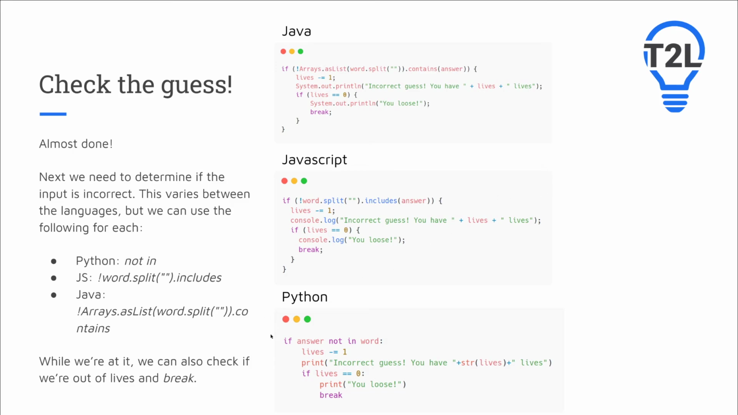Cool. In JavaScript, you split the same way, and the actual array in JavaScript has includes, so you don't have to make it a list. And in Python, you have the in keyword, so it checks, hey, is the thing just typed in the word or not in the word? So is a letter not in the word? If it isn't, then we subtract the lives by 1, saying incorrect. And then same thing, if the lives are 0, we print out you lose, and then break out of the while loop.